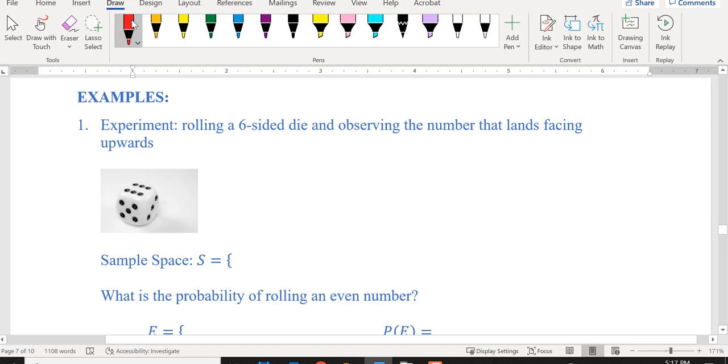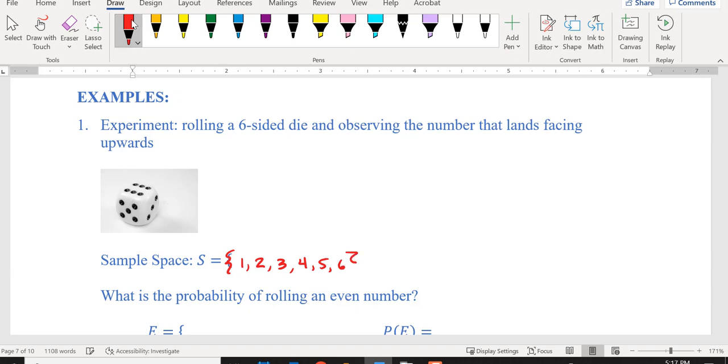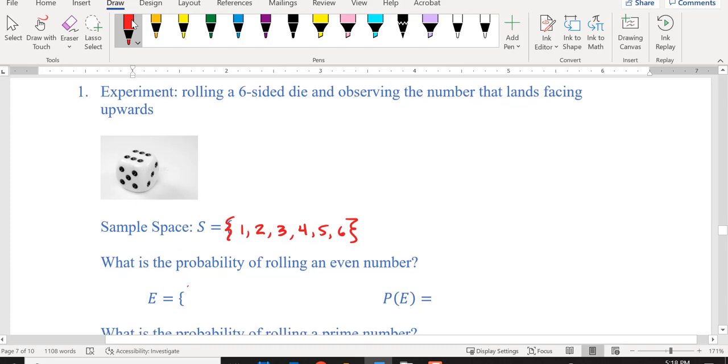The experiment is rolling a 6-sided die and observing the number that lands facing upwards. If you haven't seen it by now, you're going to know these sample spaces. The sample space would be the numbers 1 through 6. Okay, what is the probability of rolling an even number? Well, first you have to get the event of rolling an even number. What is that? It's going to be the event of 2, 4, 6.